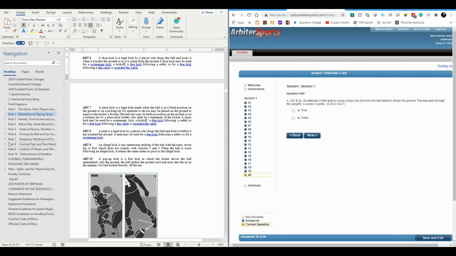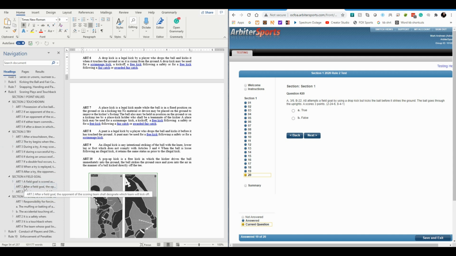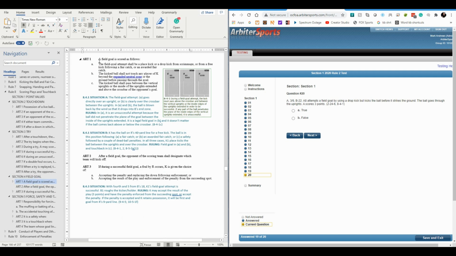Since, can we score a field goal with a punt, even if it goes through the uprights? So it says a field goal is scored as follows. A field goal attempt shall be a place kick or a drop kick from scrimmage, or a free kick following a fair catch or an awarded fair catch. That doesn't happen very often. Don't worry about that part.